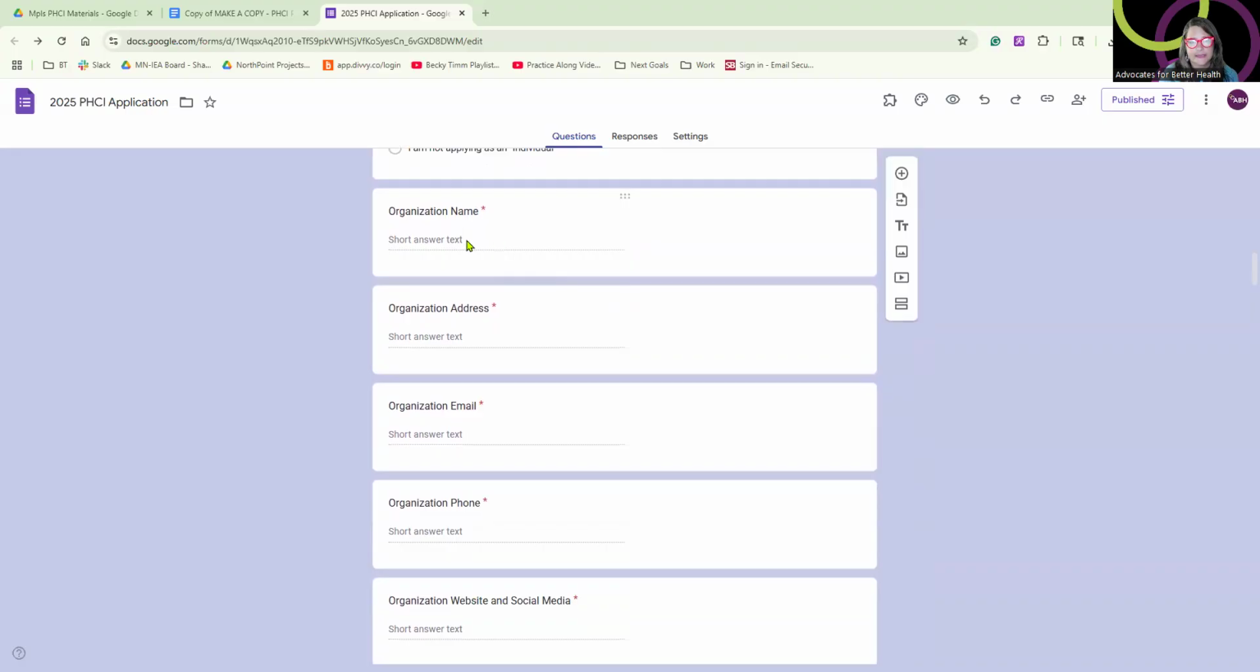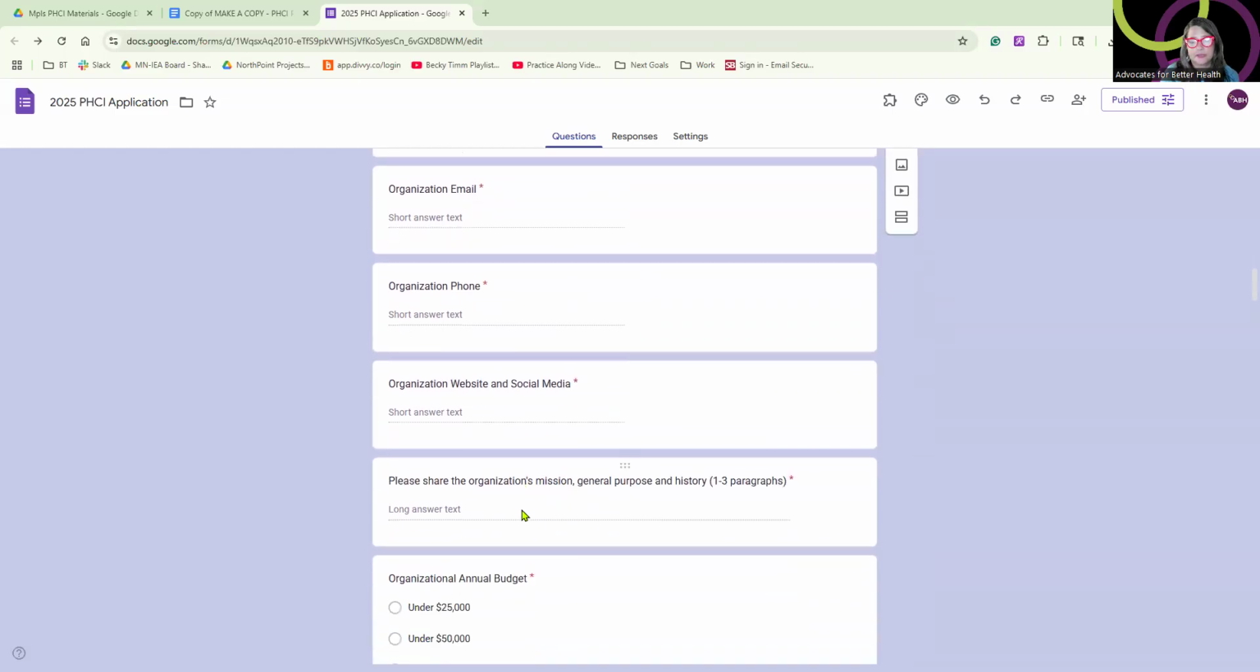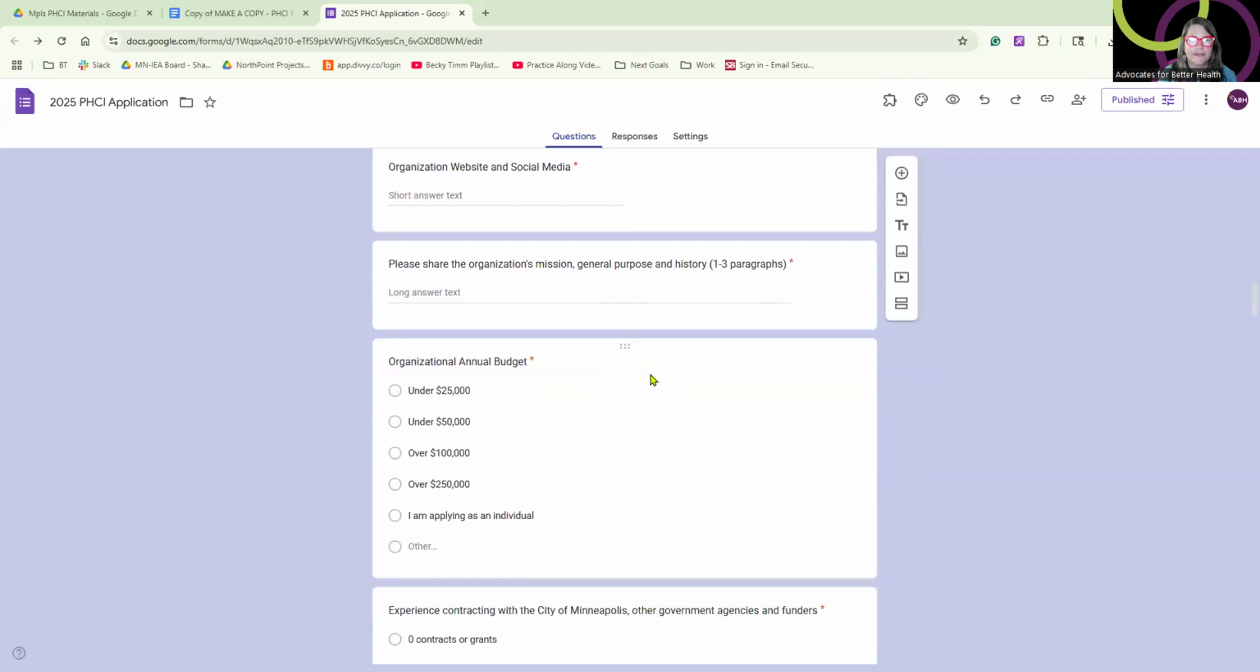Your organization name, its address, its email, its phone number, website and social media, and then 1 to 3 paragraphs about your mission, your general purpose, and your history. Again, if it's a little light, that's just fine. You don't have to have everything perfectly taken care of in terms of governance and management.